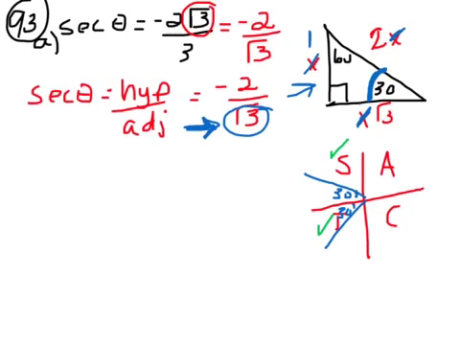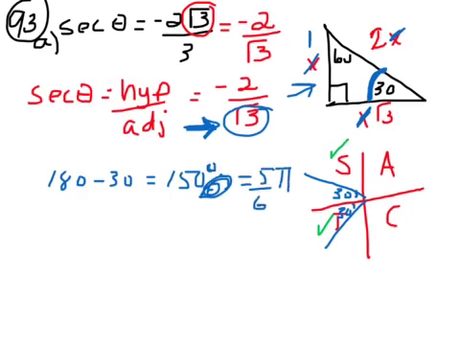Okay, so let's look in quadrant 2. What would that angle be? It would be 180 minus that 30 degrees, which is 150 degrees. And if you change that over, it's 5 over 6 pi if you convert it into radians. So that's one solution to my equation.